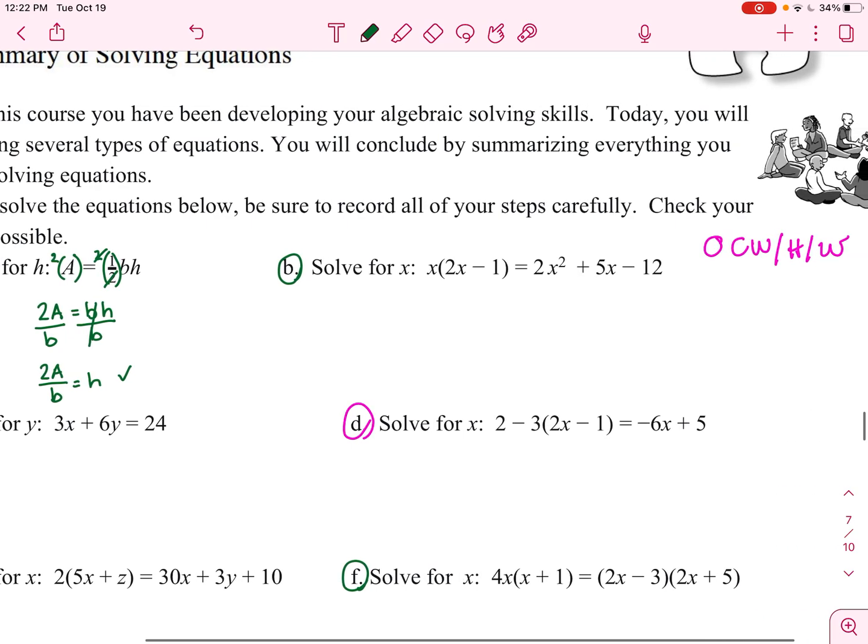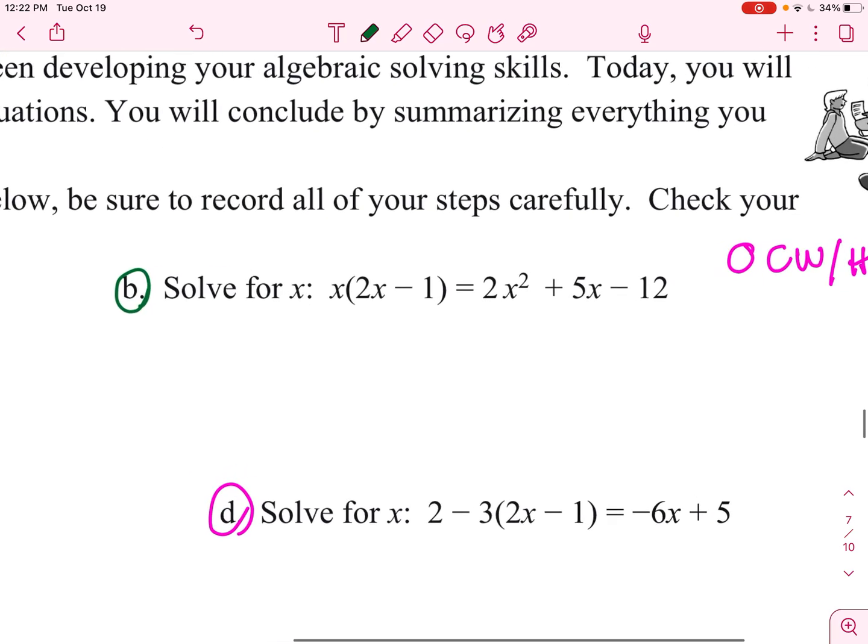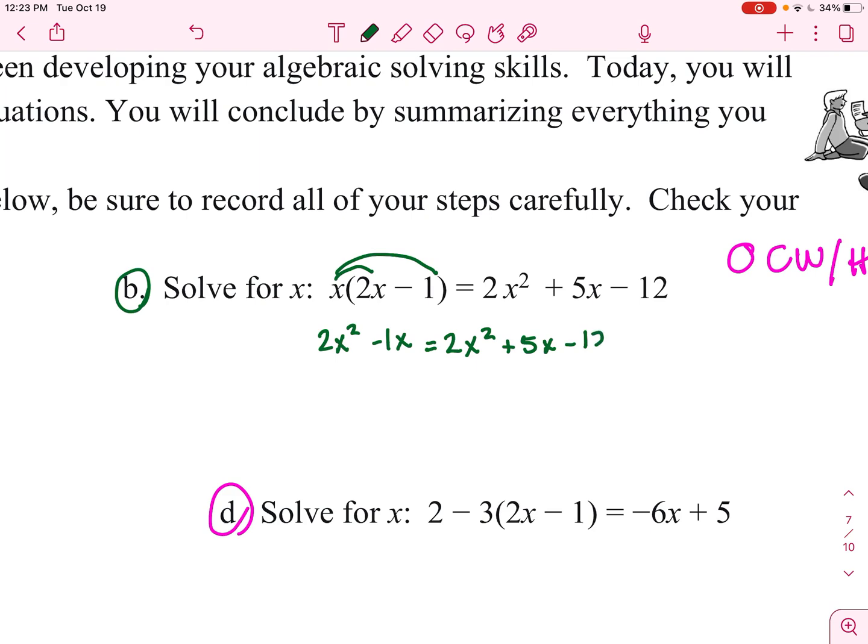For part B, we're solving for x. Okay, well, let's first distribute this x. x times 2x is 2x squared. x times 1 is minus 1x. You don't have to write the 1. Equals 2x squared plus 5x minus 12.